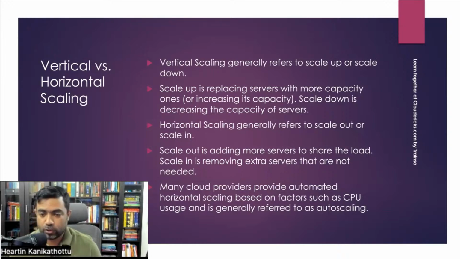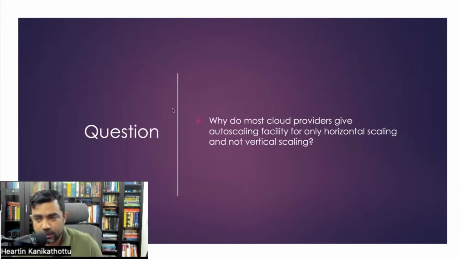Many cloud providers provide automated horizontal scaling based on factors such as CPU usage, and it is generally referred to as auto scaling. So question: why do most cloud providers give auto scaling facility only for horizontal scaling and not vertical scaling? We learned, right? It is because it is very difficult to change the RAM or configuration of a machine automatically when requests are coming, that means on demand. Whereas adding more servers and directing newer requests to those new servers is easier to do.